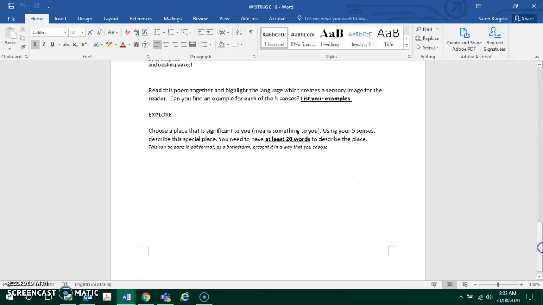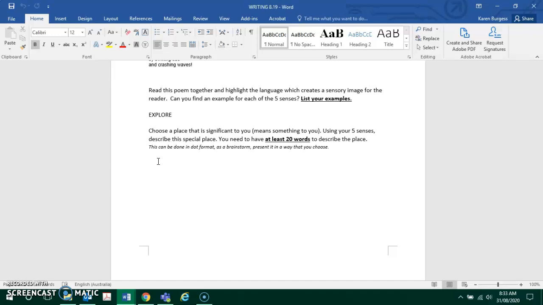So we've read the poem, and now I want you to think about 5 senses or 5 images that came up when you were listening to me read that poem. The next activity you are then doing is choose a place that's significant to you, so a place that means something to you. Use your 5 senses to describe this place.